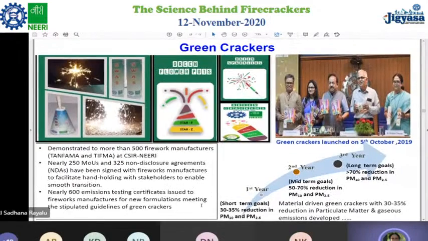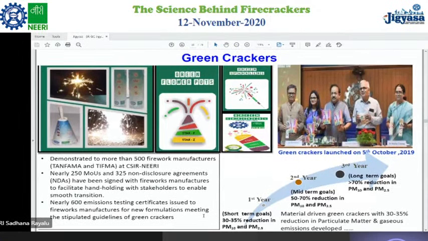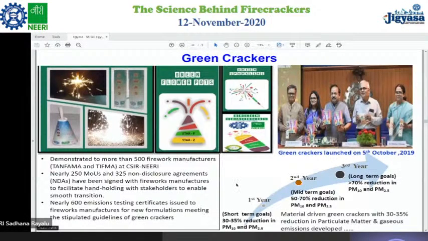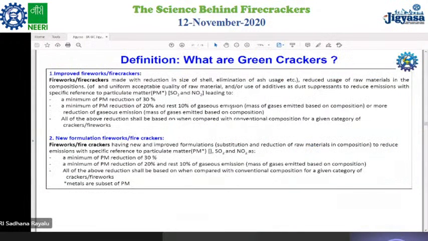these issues. So these green crackers were launched by our minister, Dr. Harshvardhan Singh, and this launch was done on 5th of October 2019. So these are the different green crackers which are available with us. You can visit our institute anytime. You can come and see these kinds of crackers. These are the brochures which are available in the public domain, which will give you a lot of information about the different kinds of crackers. We have more than 500 firework manufacturers who are working with us. We have issued more than 1,000 certificates.